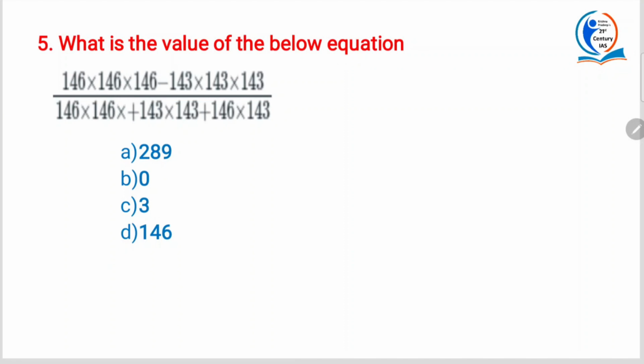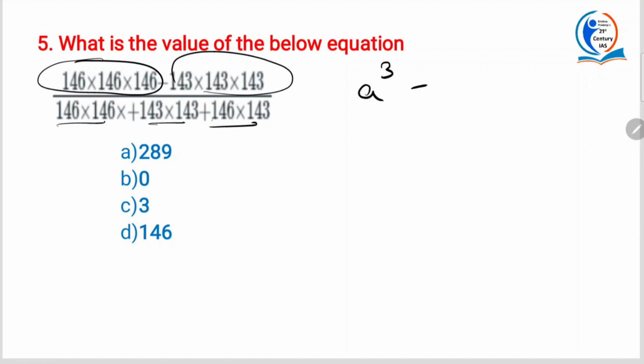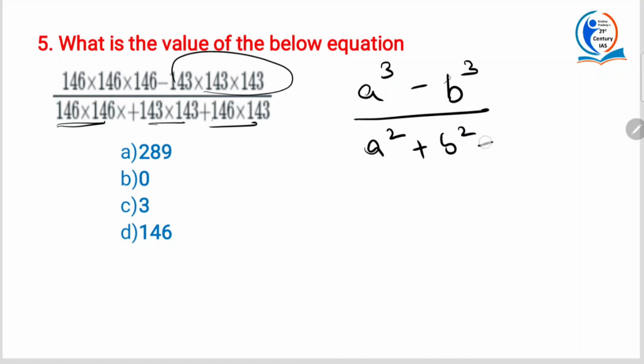Again, if you observe, this is some cube, this is another cube, this is square, square, and multiplication of these numbers. So it is something of the form a cube minus b cube by a square plus b square plus ab. Now what is a here? It is 146, and what is b here? It's 143. Okay.